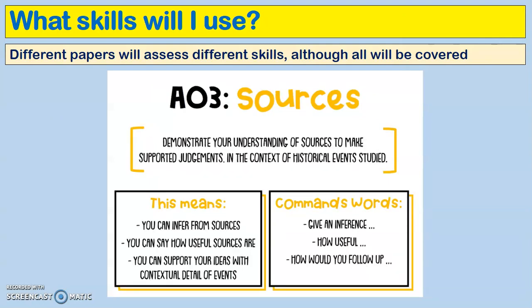We're also going to spend a lot of time, each unit looks at sources. So we're looking at bits of historical information, images, texts, diaries from the time, newspaper articles from the time. What can we infer from these sources? How useful are they to historians? How can you support your ideas with this contextual detail of events that you have in terms of knowledge? So sources are a really important aspect of history, because it's from these rich sources that we can really find out what was happening at the time in different periods.